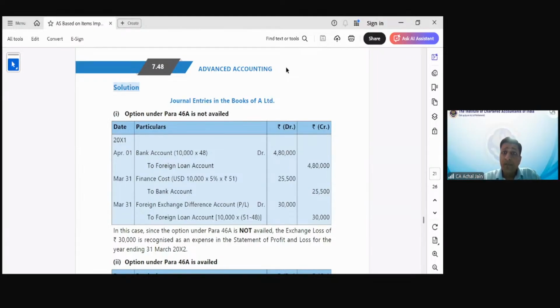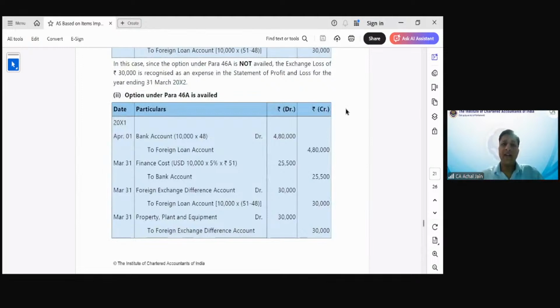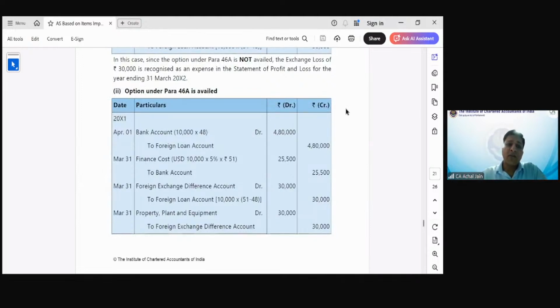Okay, now let's understand how the accounting will change if the para 46A option is availed by the entity. So the first accounting entry remains the same. Loan is taken. The interest repayment accounting entry will also remain the same. Now, at the year end, the foreign exchange difference which gets generated.